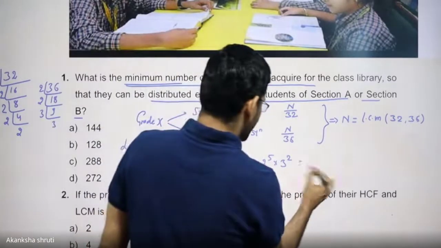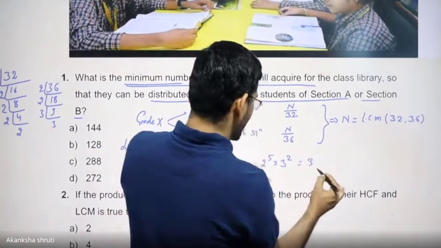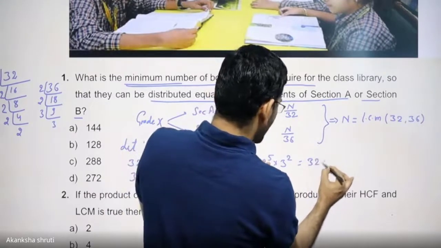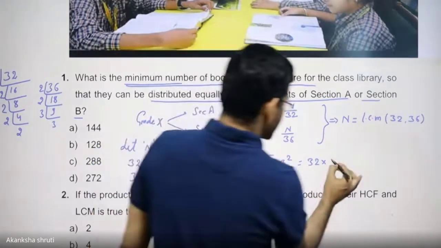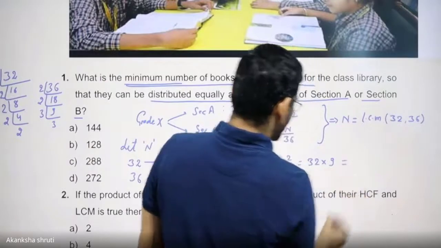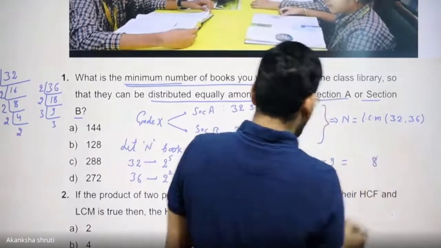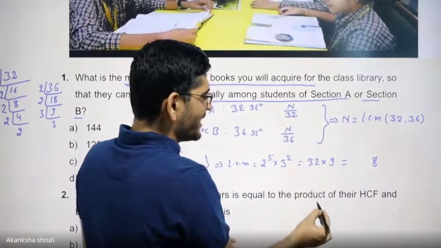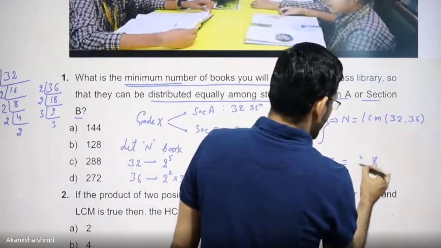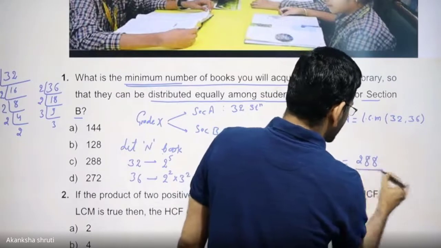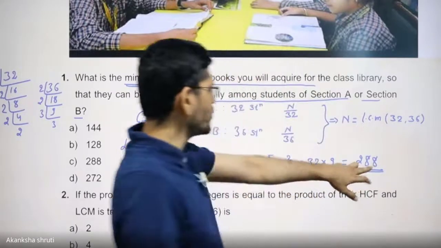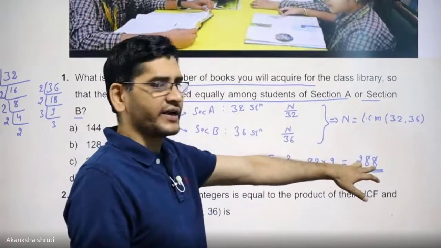So this is our 32: 2 to the power 5 is our 32, into 3 square, which is our 9. Go for multiplying this. 9 2s are 18. 9 3s are 27. Plus 1 is 28. Students, so the minimum number of books required must be 288.